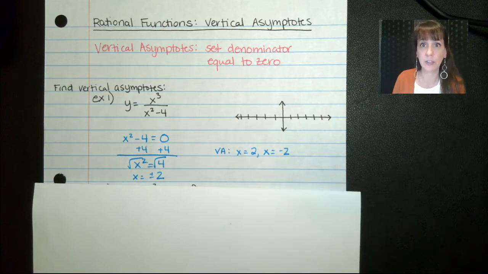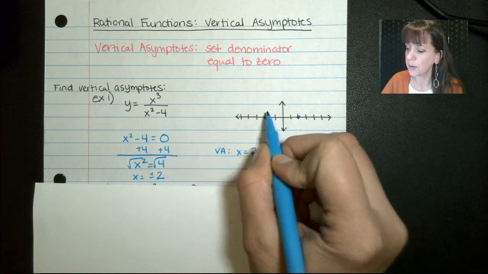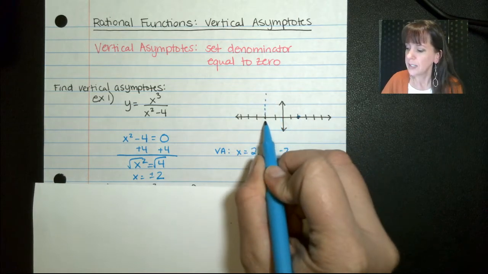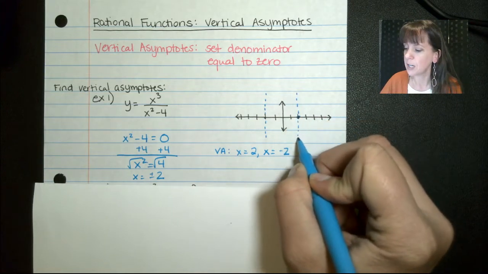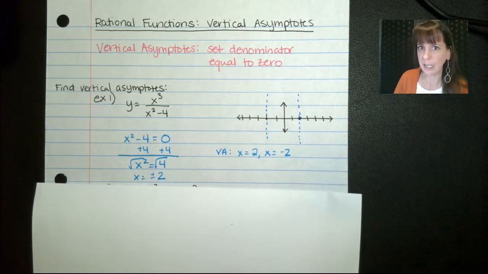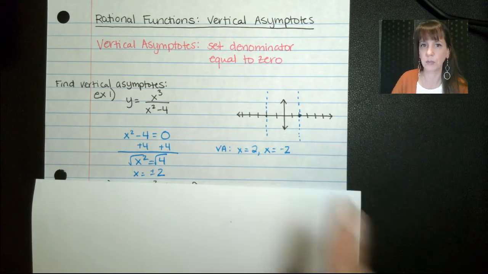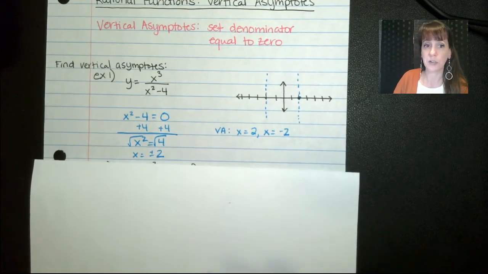So what does that look like on the graph? Well, I go over 2 and I go over negative 2 here. And so I don't need to put a dot. I just need to put my little draft lines here. So you'll make some dotted lines just to show your asymptotes. This helps when we're graphing, and we'll get more into that a little bit later, but having those dotted lines there will really help.